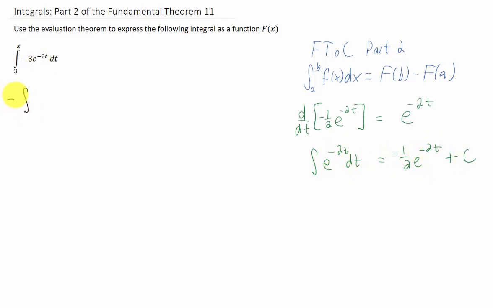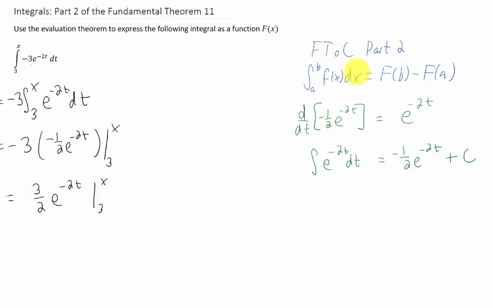You'll notice that we can pull a negative 3 out of the integral. Then we can use this integral that we just found to give us that this result is negative 1/2 e to the negative 2t, and we're going to evaluate that from 3 to x. We should probably do one step of simplification here, and then we can use the fundamental theorem of calculus part 2, which says that we're going to plug in our upper limit of integration first here, meaning we're going to take this x and plug it in for t. Then we subtract and we plug in our lower limit of integration, which was just 3.